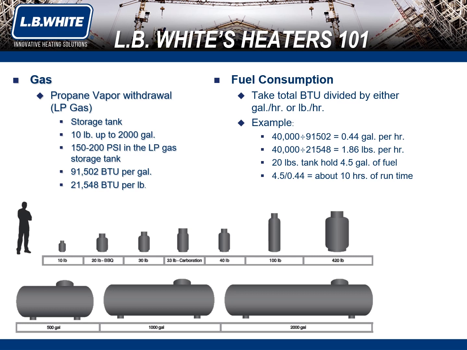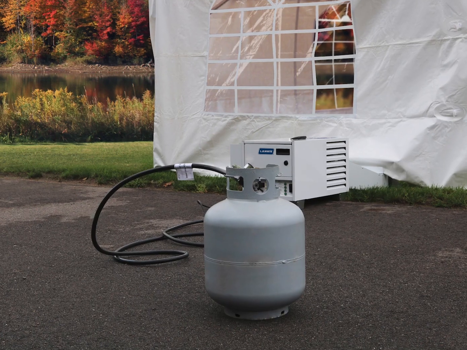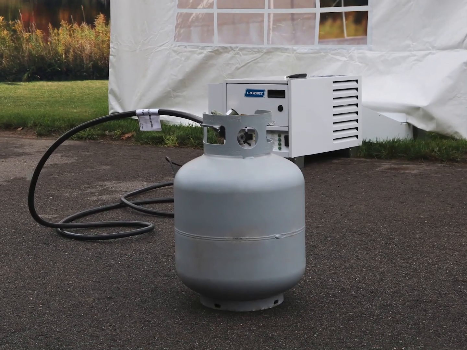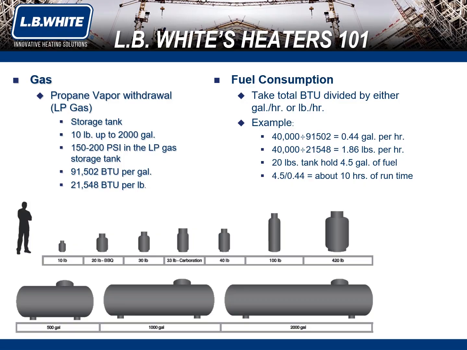If you want to figure out your fuel consumption, you take the total BTUs for the heater you are using, divided by either 91,502 gallons per hour or 21,548 pounds per hour. So if someone has a 20-pound cylinder and they are using the Premier 40 at 40,000 BTUs, you will take the 40,000 BTUs divided by 91,502, which equals 0.44 gallons per hour.